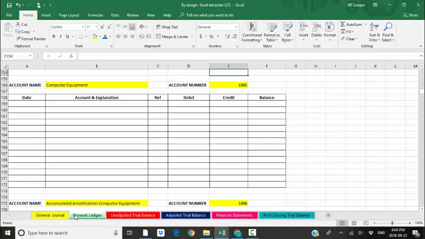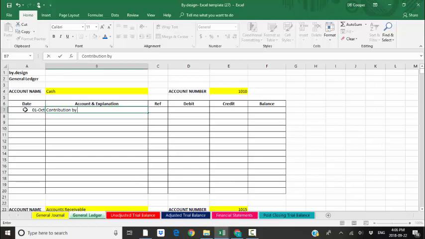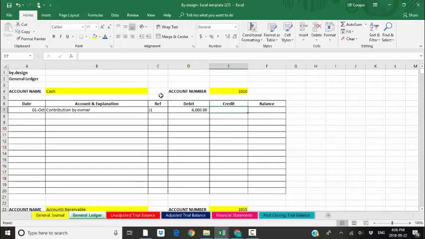So the first one is cash. So we go to our accounts, and here's cash. So we put in October 1, and we've contributed cash, so contribution by owner. And the reference is the page of the journal. I'm only going to have one page, and I'm going to go and click on this in my journal. 4,000, beautiful. And my balance is going to be 4,000.